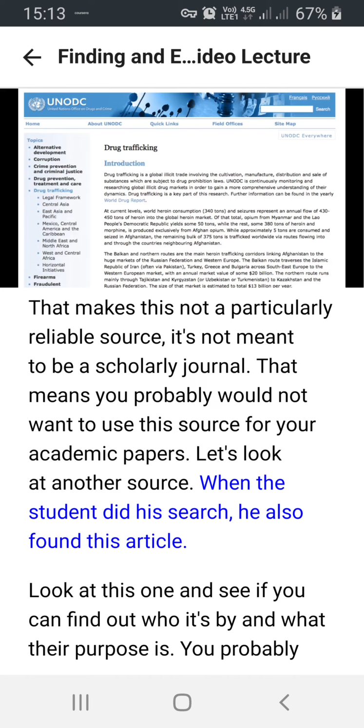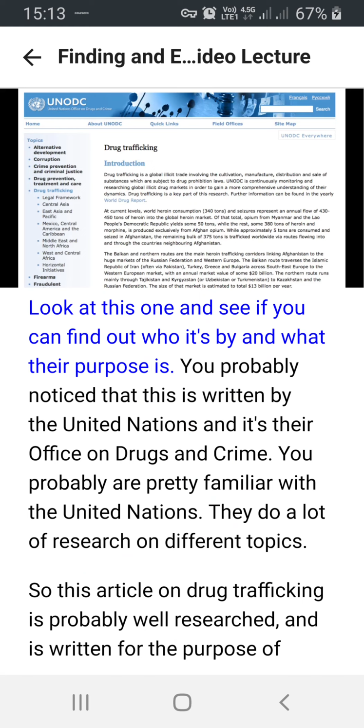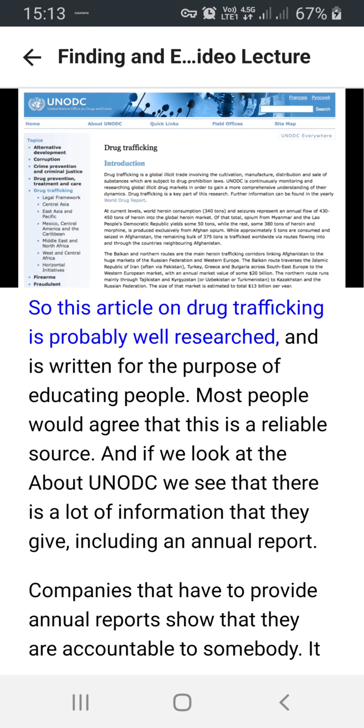When the student did his search, he also found this article. Look at this one and see if you can find out who it's by and what their purpose is. You probably noticed that this is written by the United Nations, and it's their Office on Drugs and Crime. Now, you probably are pretty familiar with the United Nations. They do a lot of research on different topics, so this article on drug trafficking is probably well-researched and is written for the purpose of educating people. Most people would agree that this is a reliable source.